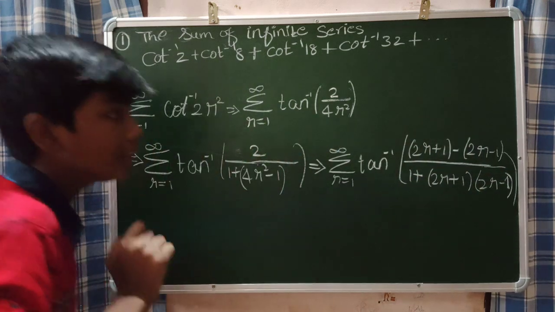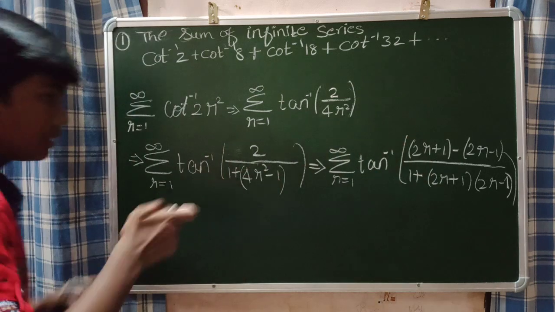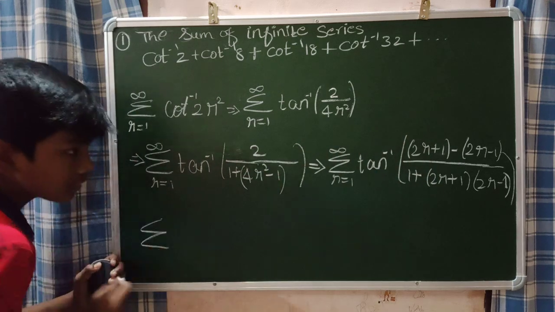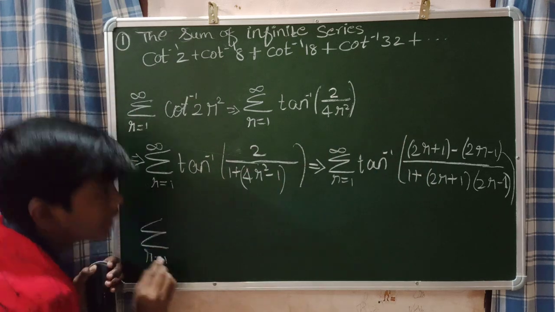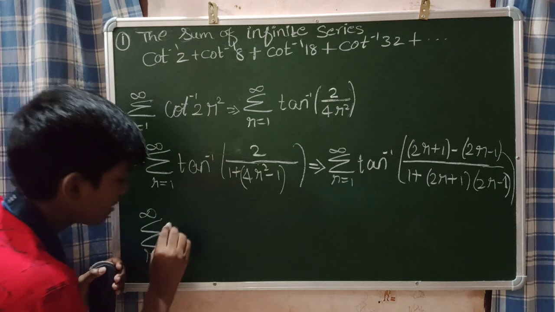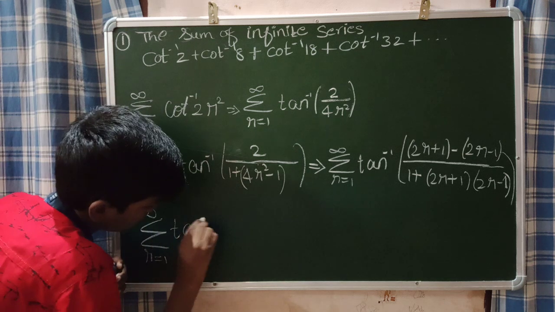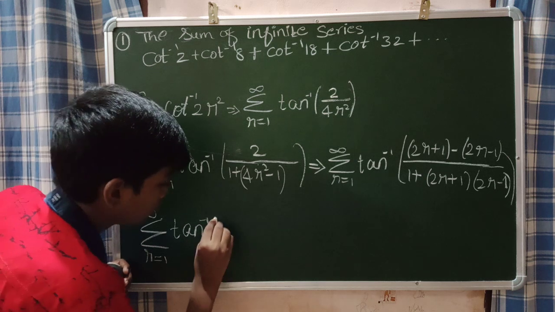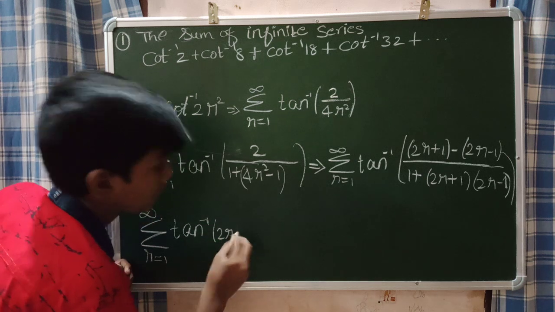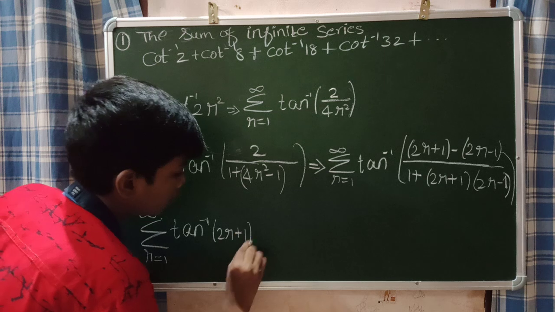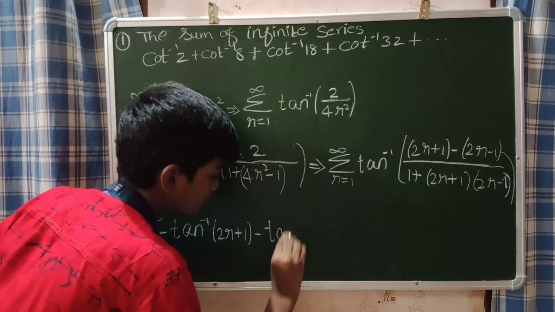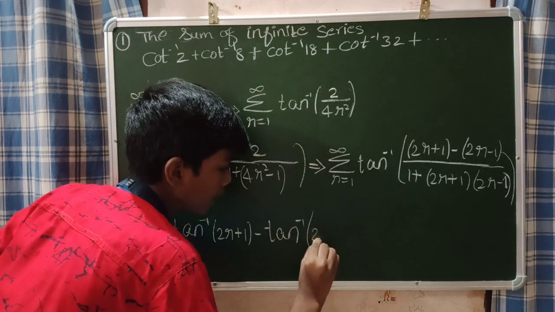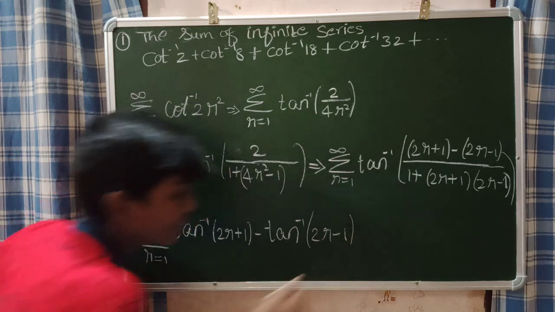But why I'm doing this is, can't I convert this summation as summation of r is equal to 1 to infinity of tan inverse of 2r plus 1 minus tan inverse of 2r minus 1? Can't I convert like this?